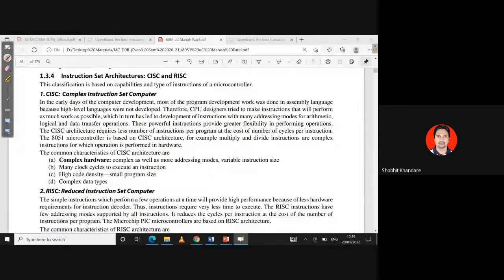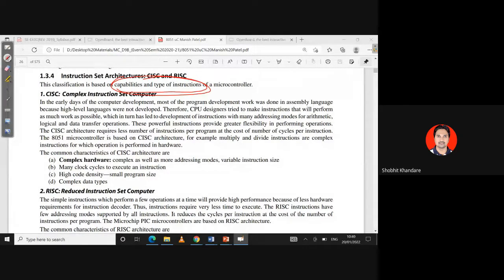Now, microcontrollers can be classified depending upon the organization of program and data memory. तो वो हमने देखा था वॉन न्यूमन और हार्वर्ड. प्रोग्राम मेमोरी और डेटा मेमोरी अगर एक ही है तो वॉन न्यूमन, और अलग अलग है तो हार्वर्ड आर्किटेक्चर. एक दूसरा क्लासिफिकेशन हम कर सकते हैं डिपेंडिंग अपॉन द कैपेबिलिटीज एंड टाइप ऑफ इंस्ट्रक्शंस.